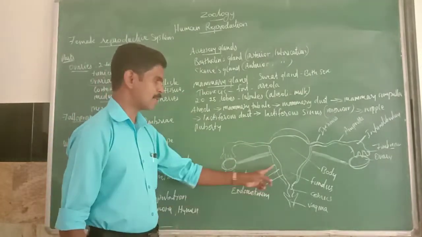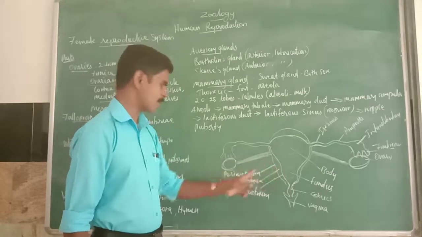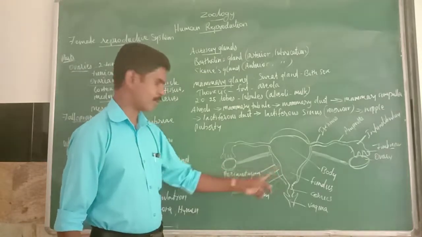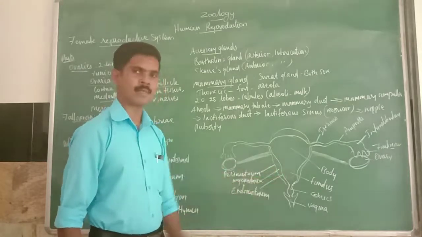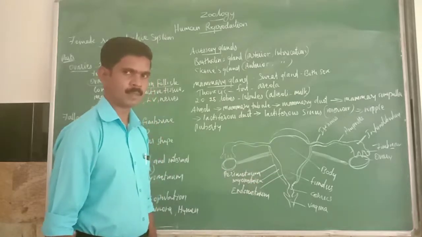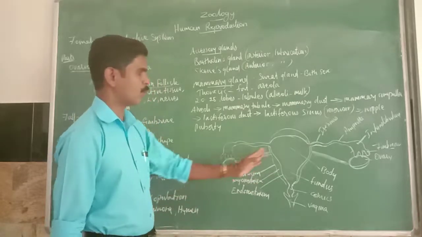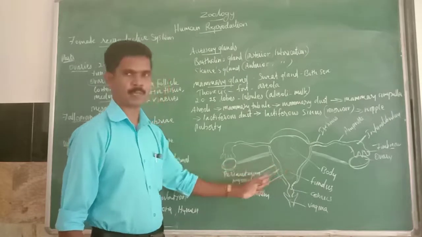So perimetrium is the outer layer of the uterus, myometrium is the middle layer of the uterus, and endometrium is the inner layer of the uterus. Do all of you understand? I hope you have understood the structure of the uterus.